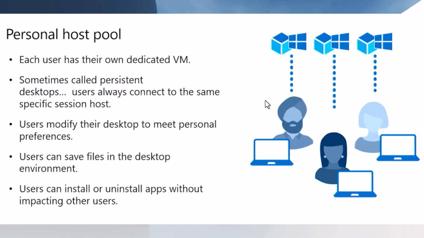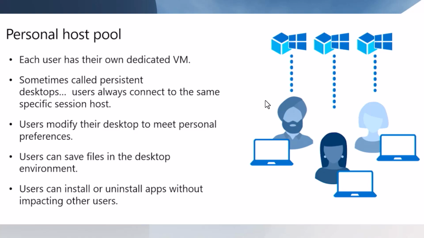Personal host pool, each person will get a dedicated VM. Sometimes it's also called persistent desktop. So once you connect, you always connect there, persistent. That's the meaning, right? You persistently connect. So you are always connected to the same assigned VM. Users always connect to the same specific session host. Unless there is an issue, you can just remove the assignment and assign that user to another VM. Unless and until the administrator changes the assignment, the user will always connect to the same session host.